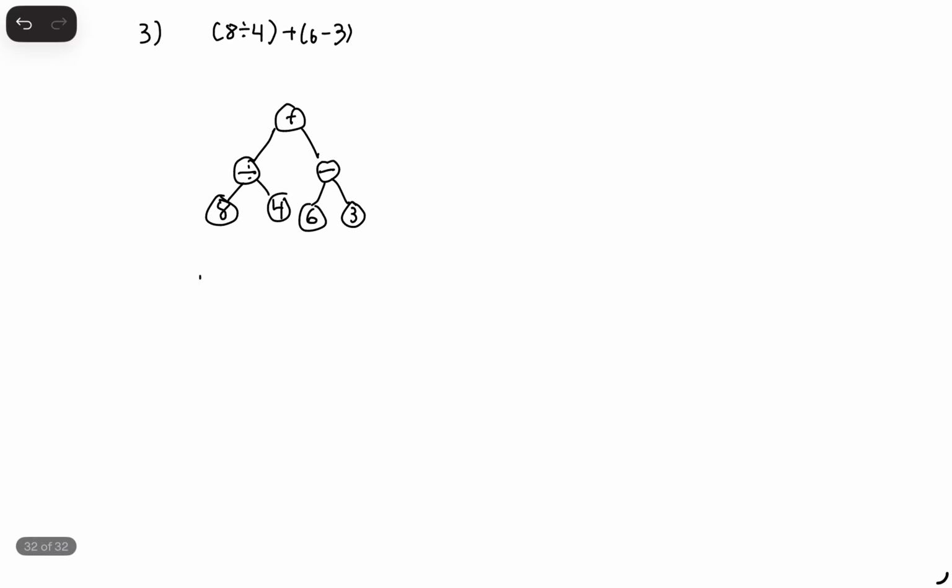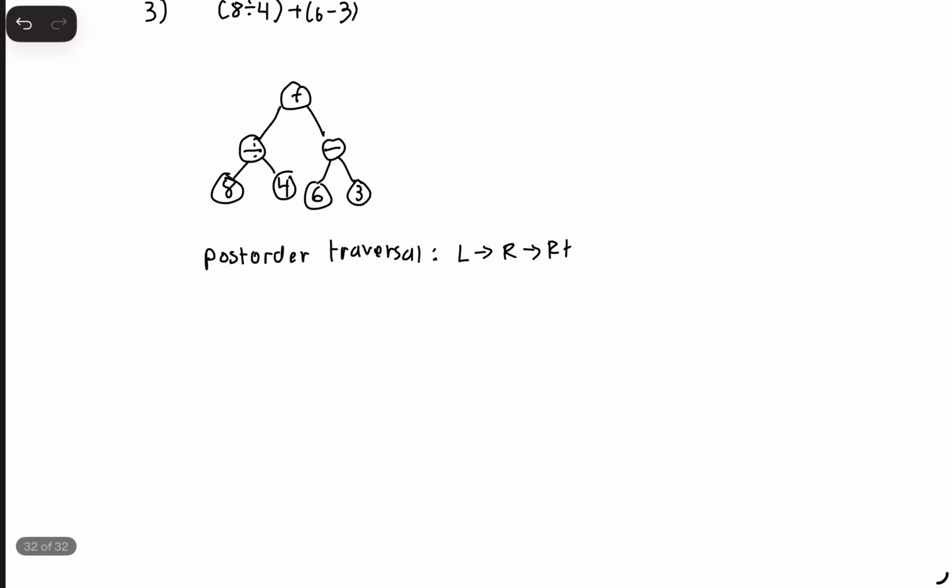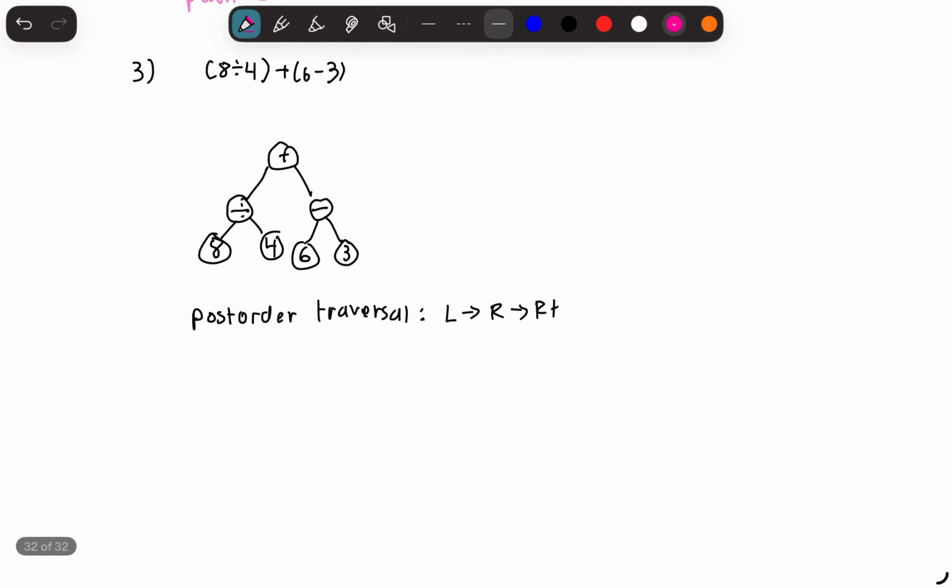Now let's do the post-order traversal. Post-order traversal is left, then right, then root. For your left subtree, we have 8, 4, division. And for your right subtree, we have 6, 3, minus. And then after this, we have our root, which is just plus.